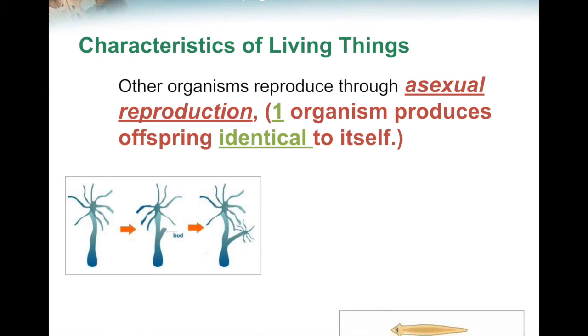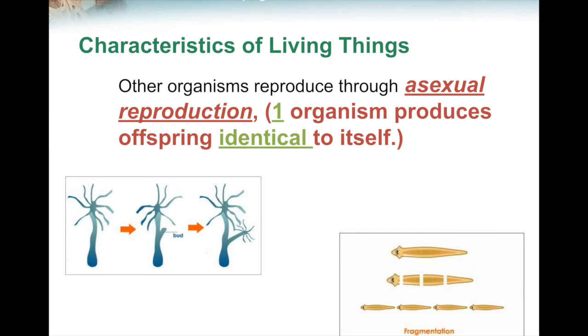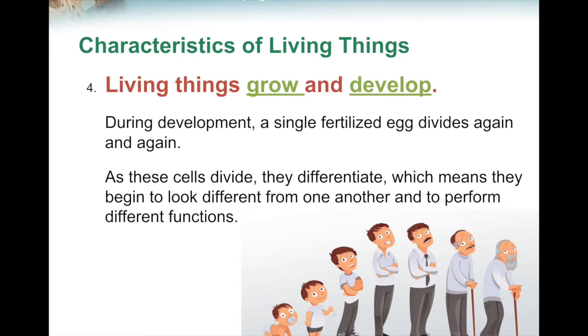And bacteria and other organisms are some examples of how they just make a copy of themselves. They don't need another partner to help them reproduce. They just need themselves. So the next characteristic of living things is that they grow and develop.